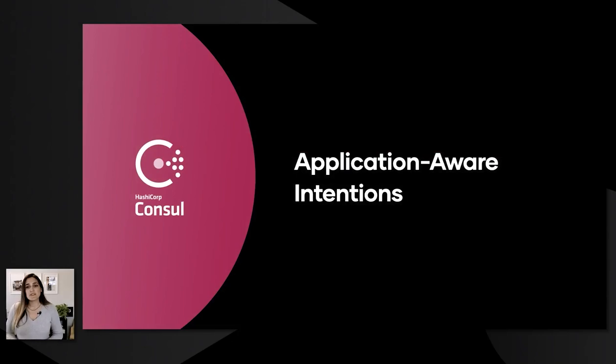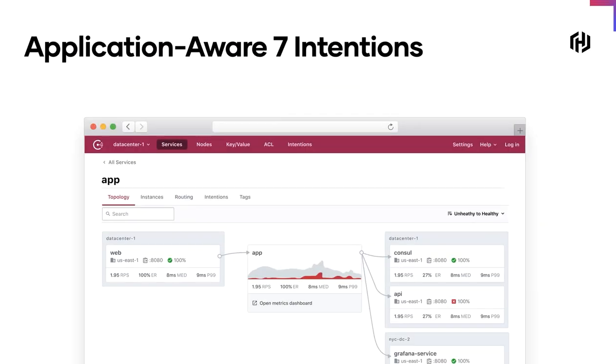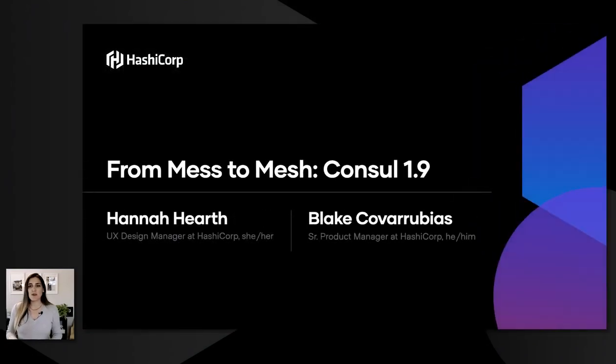The last thing we'd like to do is to be able to make intentions application layer aware. For example, with our old intentions model, we were able to say that web can talk to app, but what if we only want to allow certain requests with specific headers or methods? For this, I'm going to hand it over to Blake to let him dive into Application-Aware Intentions.